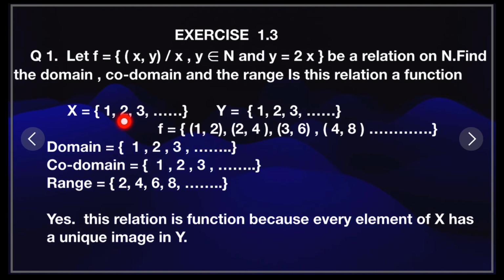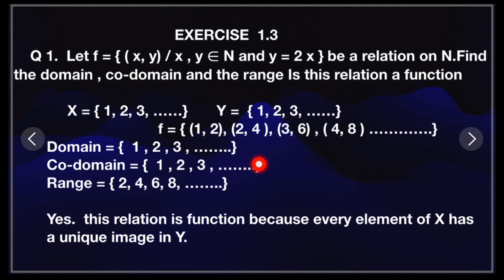The second one, put the value of x is equal to 2 here. You will get y is equal to 4. You can write the second ordered pair. Put the value of 3 here. You will get y is equal to 6. So (3, 6). Similarly (4, 8). So this is the function. Okay. Now what is the domain? Domain is this set, codomain is the set Y, and range is the set of all images 2, 4, 6, 8 and so on will be the range. Is this a function? Yes, it is a function.